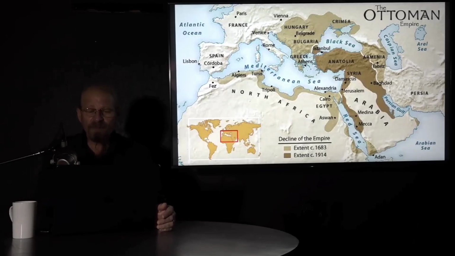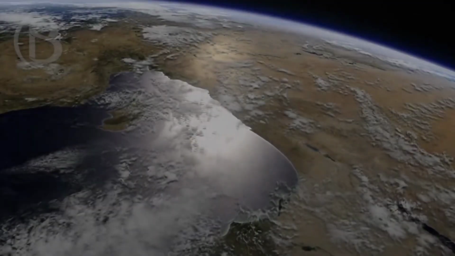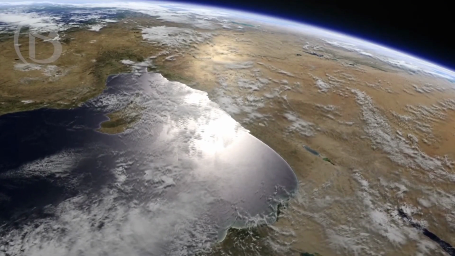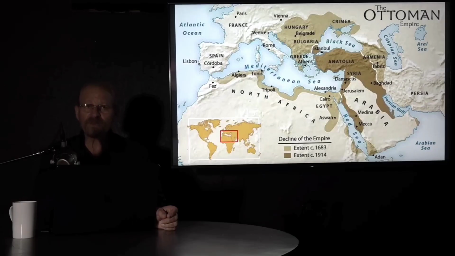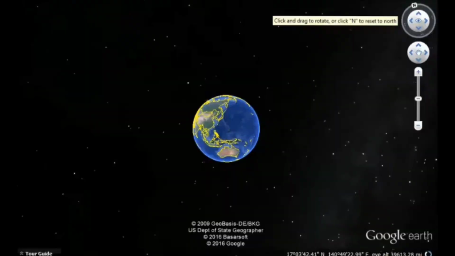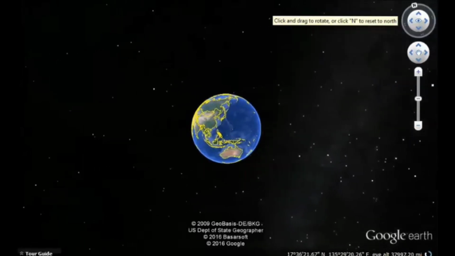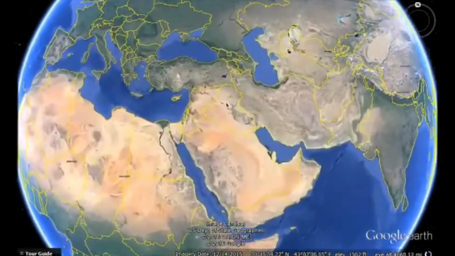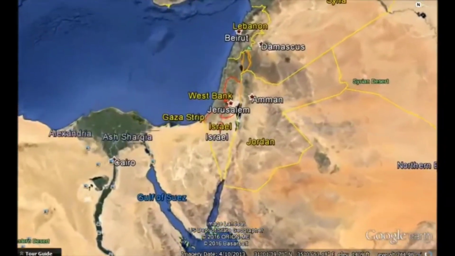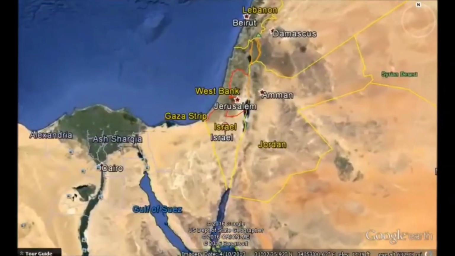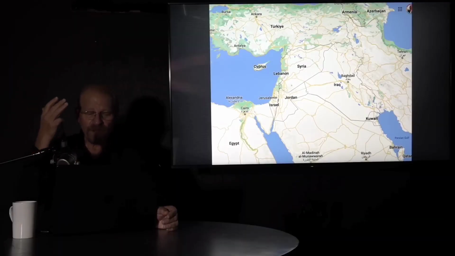This is the old Ottoman Empire, all in that dark brown. And you can see how large it is, how big it is. After World War I, when the Turks, the Ottoman Empire, the Ottoman Turks, sided with Germany, they lost their empire, essentially. The French and the British came in, as well as the Americans, but mostly the Brits and the French came in and carved it up and created the modern-day states that we see today. Here they are right here: Syria, Lebanon, Jordan, Israel, and Iraq.